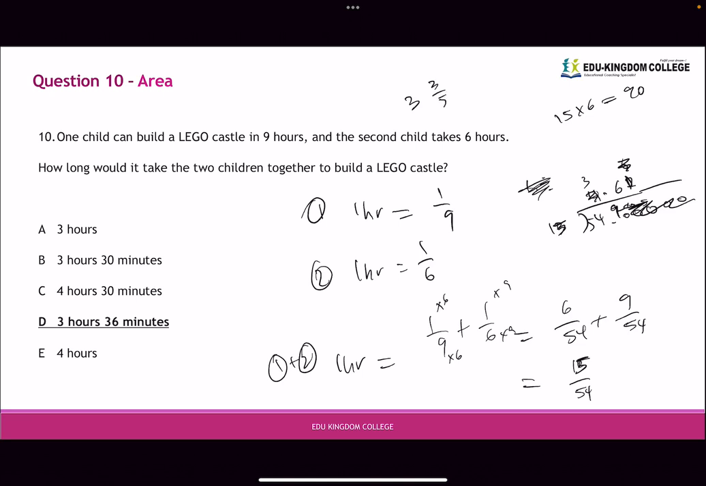Okay. So it goes into 54 3 3/5 times. So that's 3 hours and 3/5 of an hour. How many minutes in an hour? 60. So 1/5 of an hour is going to be 12 minutes, and 3/5 is going to be 36 minutes. Okay, so it's going to be 3 hours and 36 minutes.